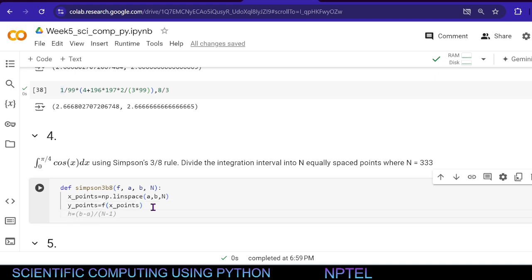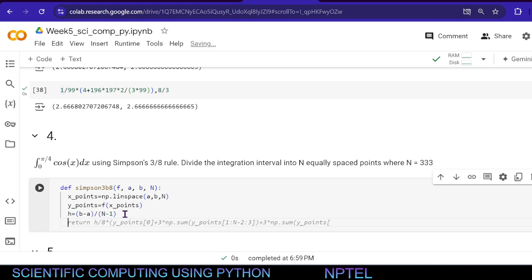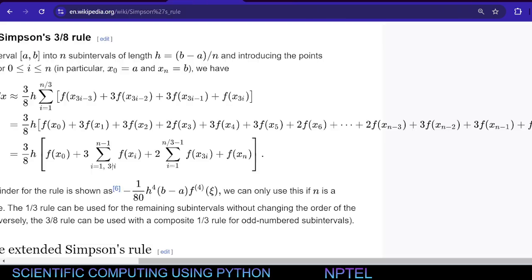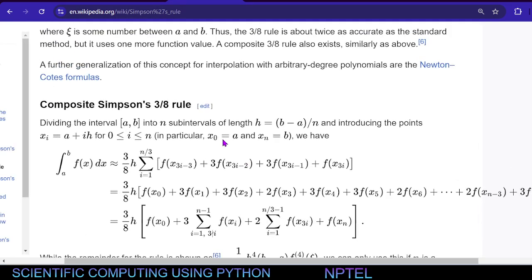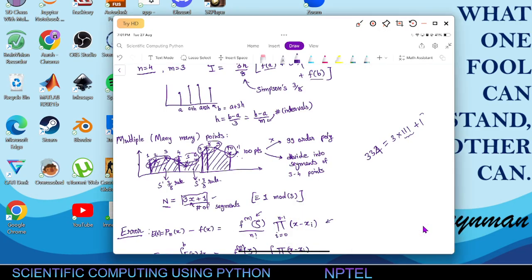Now what will be the formula for integrating? So h is the same, right? B minus A divided by the number of intervals, which is N minus 1. This is Simpson's rule for just one segment, right? First one gets 3 by 8, second one 9 by 8, third one 9 by 8, and this is 3 by 8. So if you continue for multiple, maybe I can show it to you.